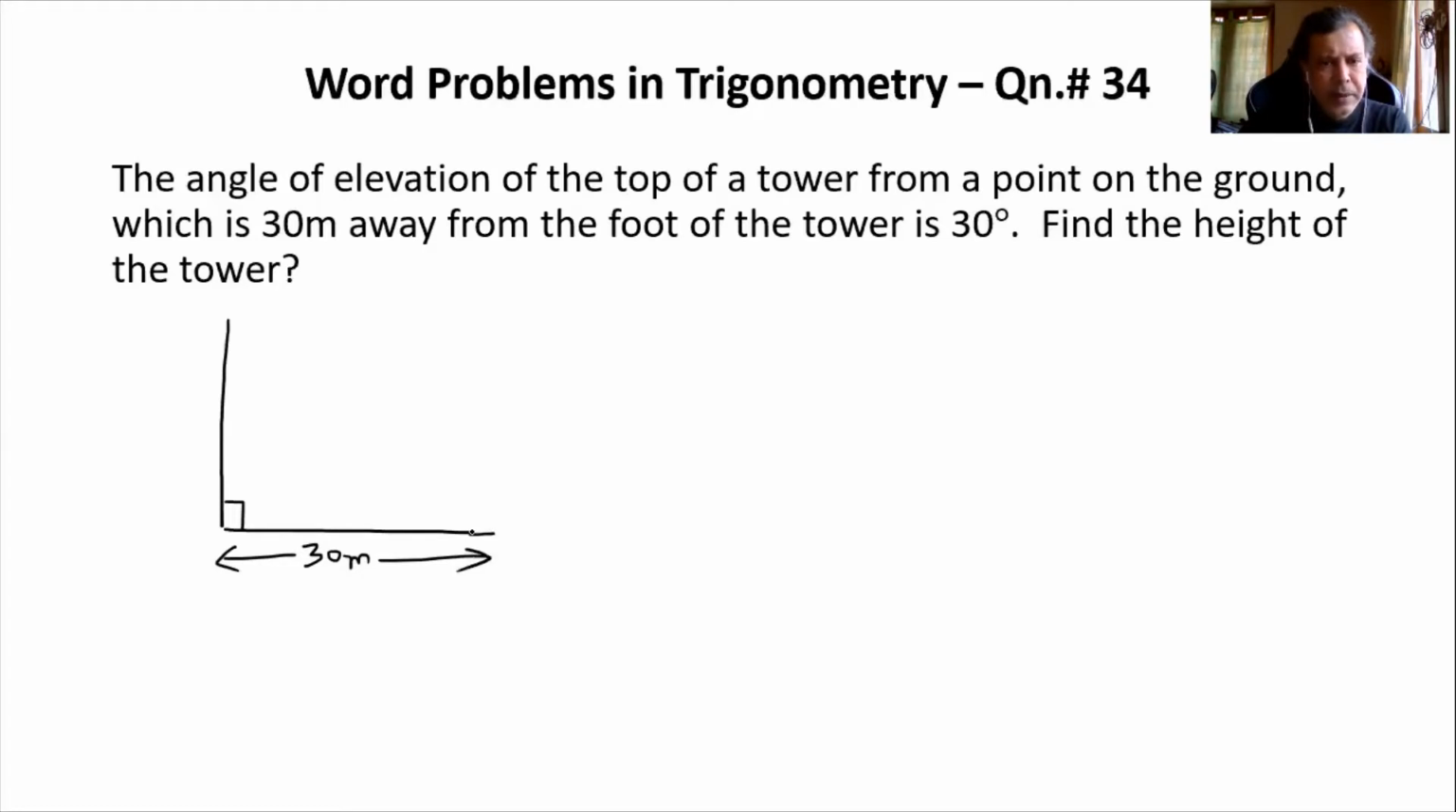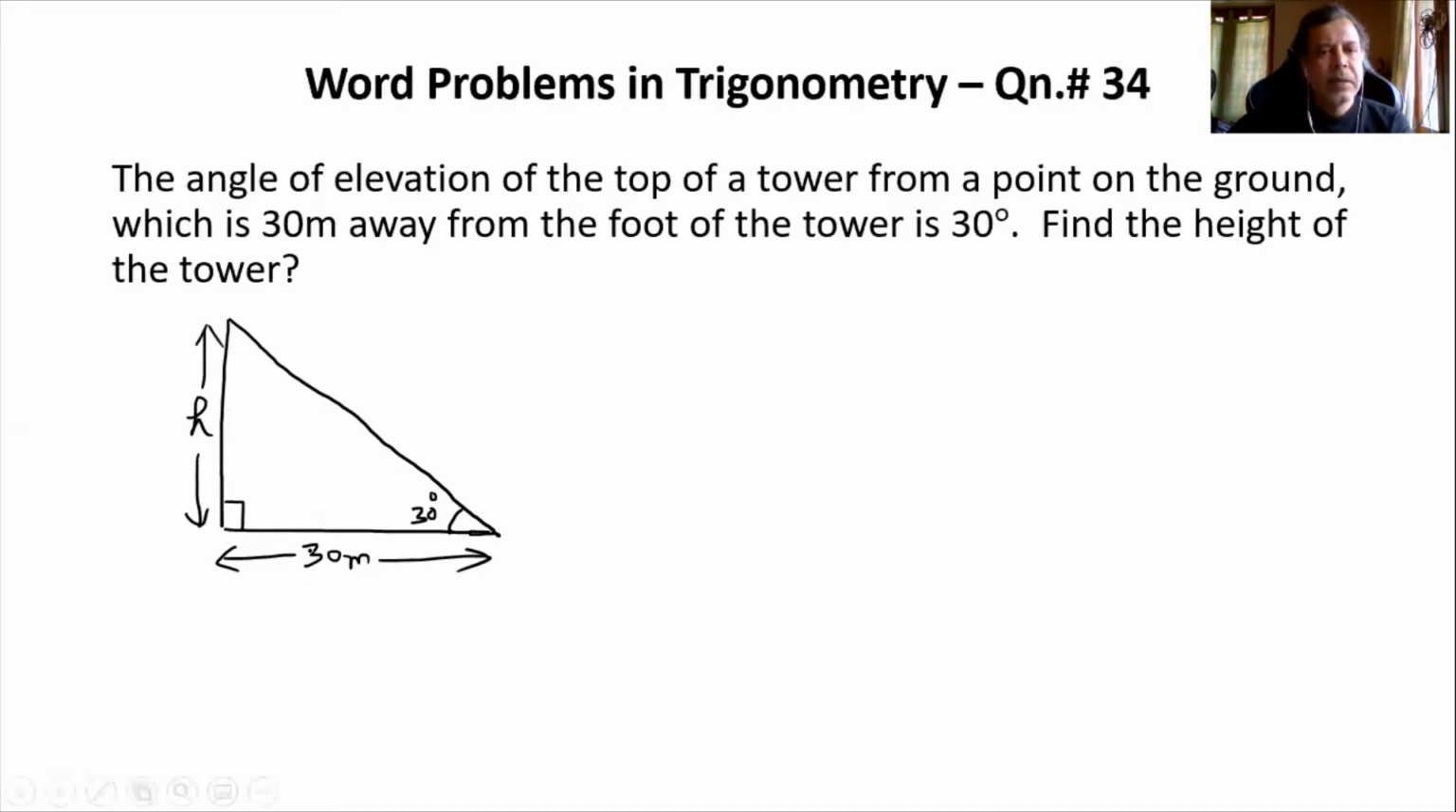Okay, fine. And there is the angle of elevation of the top of the tower from the point on the ground, which is 30 meters away. From here, it is the angle of elevation of the top of the tower. That means let me draw this, what we call the hypotenuse. This is given as 30 degrees. Find the height of the tower. This is what we are supposed to find, the height of the tower.